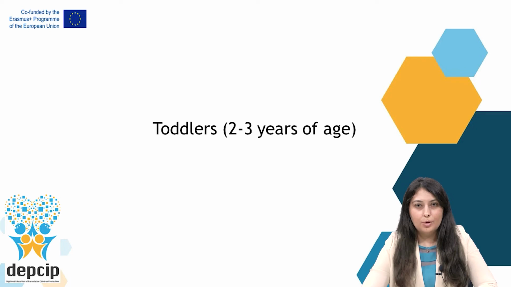Toddlers from 2 to 3 years of age. Milestones. This stage is often called the terrible twos. Difficulties listening and angry outbursts are quite normal in this period. However, this can be an exciting time for parents and toddlers.